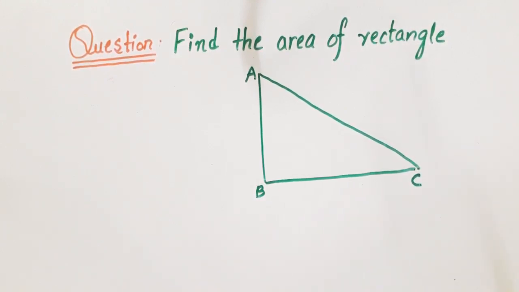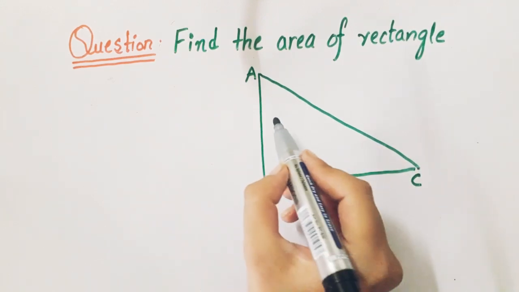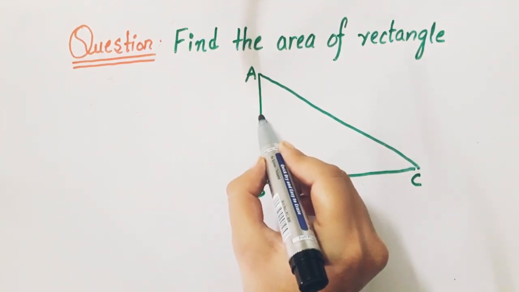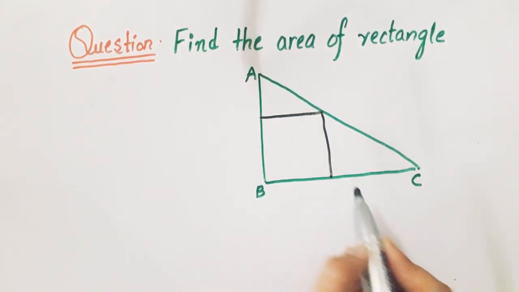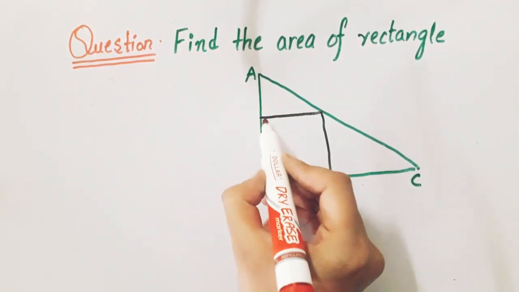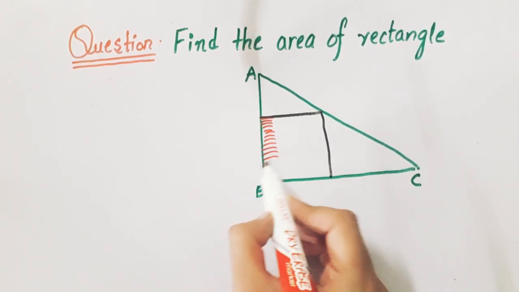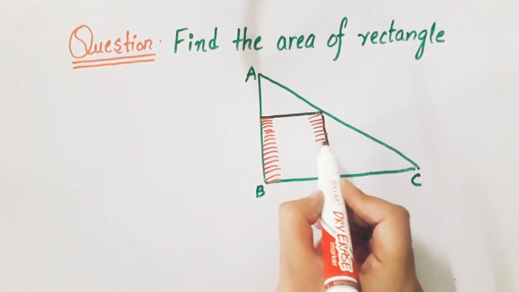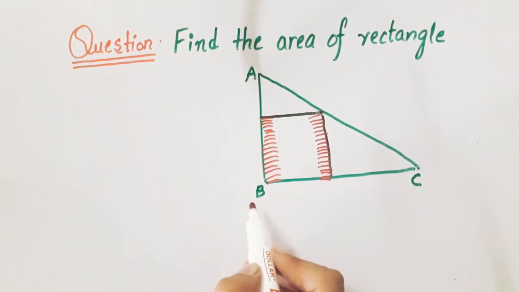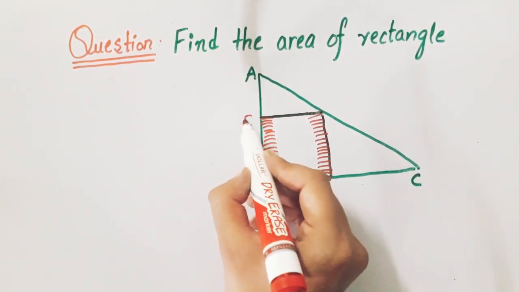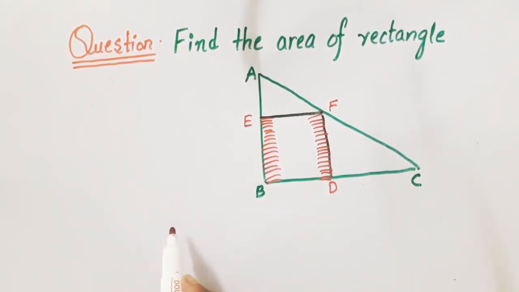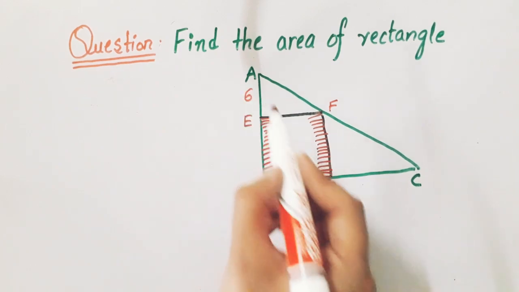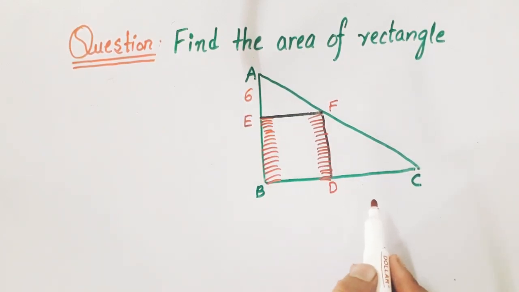Now consider a rectangle inside this triangle. Let's suppose this is a rectangle in this triangle. Now you have to find the area of this rectangle. Now let's suppose this point is E, this point is F, and this point is D. And the length of this is 6 and the length of D to C is 18.